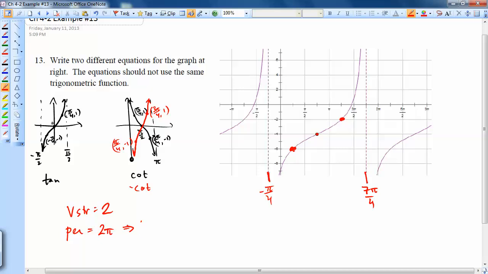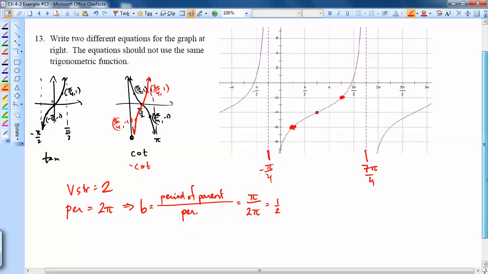And the way that we get b is by taking the period of the parent function and dividing by b, or by our period. So the period of the parent is pi, and our period is 2 pi. So this has a b that's 1/2. Or you could think of it as a horizontal stretch by 2 over 1, right? Okay, so b's a half. Let's see, what's next?